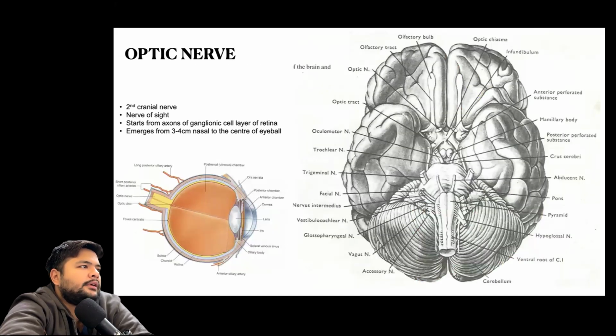Then coming to the optic nerve, it is the second cranial nerve, as you all know. It is the nerve of sight. It starts from the axons of the ganglion cell layer of the retina. It emerges 3 to 4 centimeters nasal to the center of the eyeball.